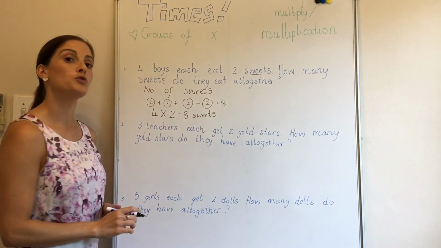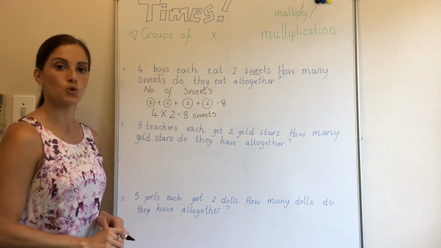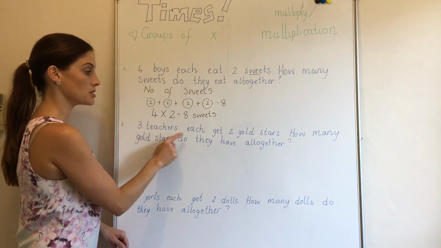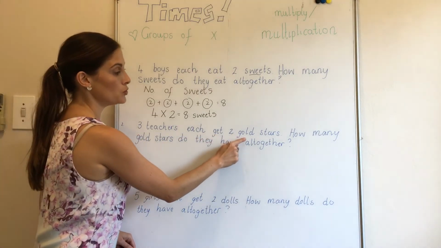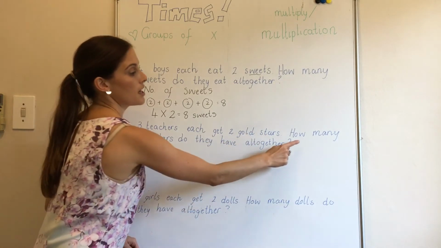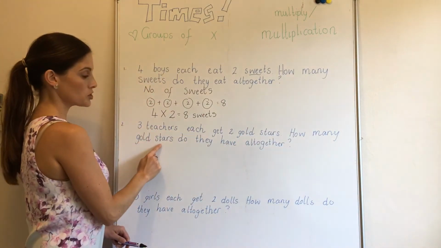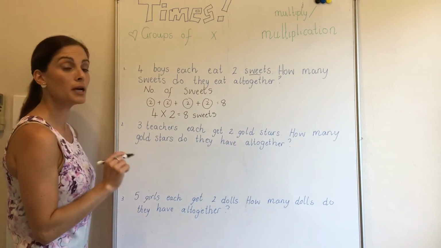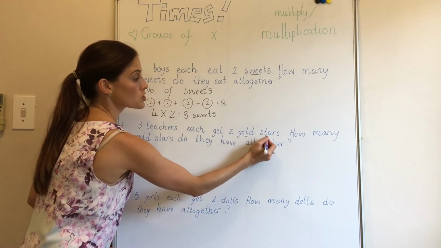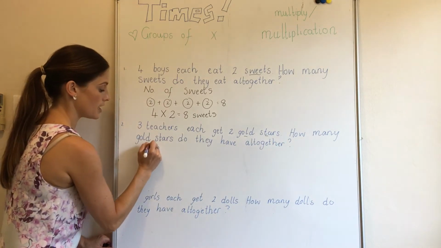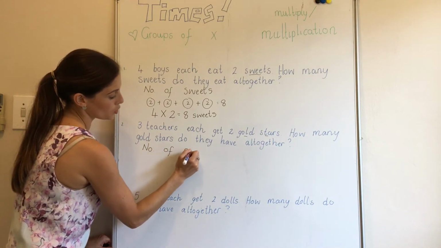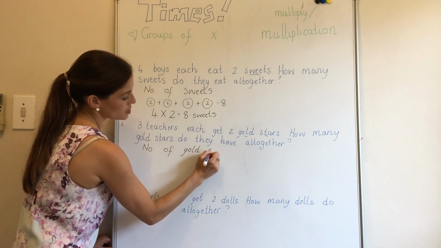So remember, if you're stuck with times, you can always draw a picture. Let's look at number 2. 3 teachers each get 2 gold stars. How many gold stars do they have altogether? So we're talking about gold stars. So we're going to say number of gold stars.